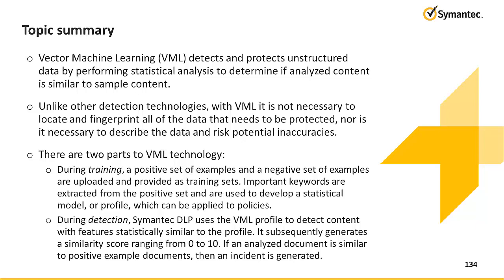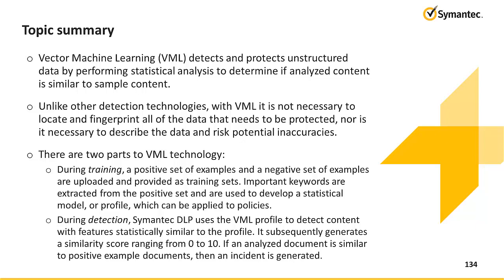In summary, Vector Machine Learning, or VML, detects and protects unstructured data by performing statistical analysis to determine if analyzed content is similar to sample content. Unlike other detection technologies, with VML it is not necessary to locate and fingerprint all of the data that needs to be protected, nor is it necessary to describe the data and risk potential inaccuracies.